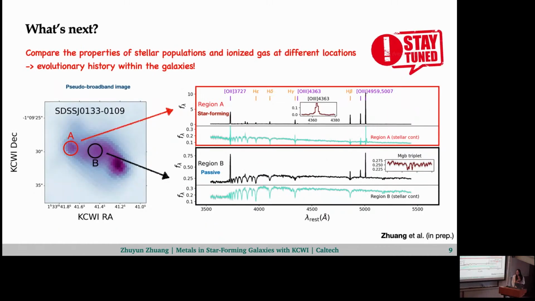And finally, I just want to emphasize that even though what I'm presenting here is based on the global abundance, eventually the goal of this project is to examine the spatially resolved properties, because we know these galaxies host stars that form at different epochs, and we believe this might be a way to help us better understand the evolutionary history within the galaxy.